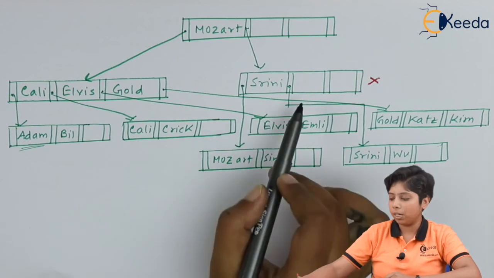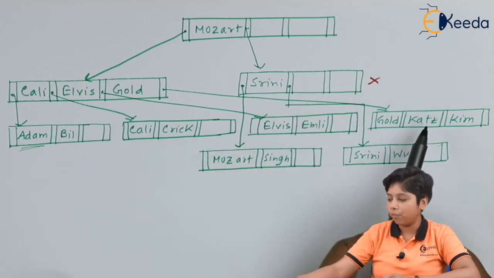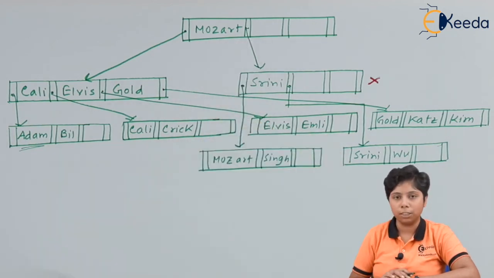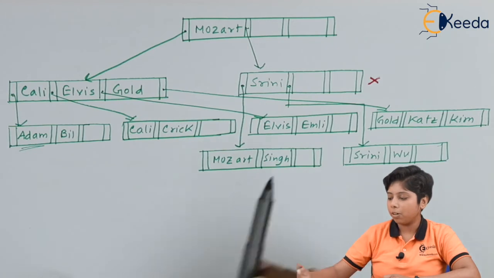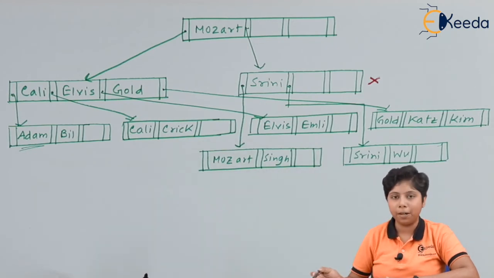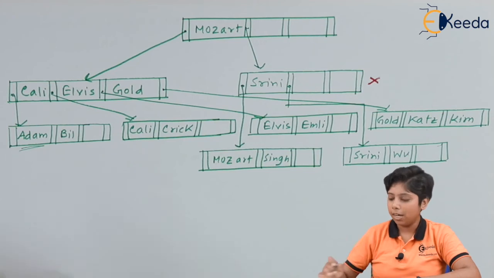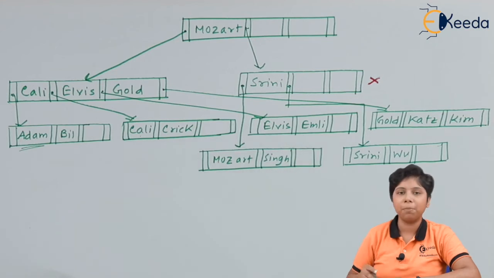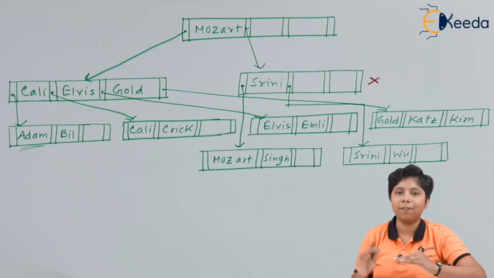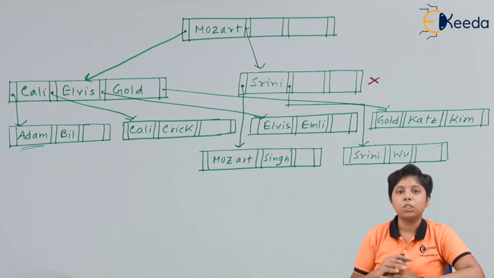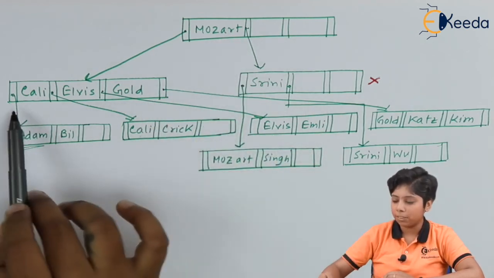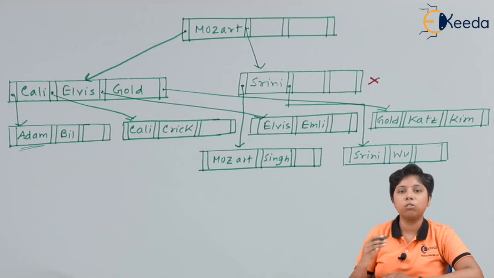So how can we delete Srini from here? If we delete Srini, then we will have Mozart, Singh and Wu left on the right side of this Mozart. But we cannot just have it, because Mozart, Singh and Wu is the right part. Then we will have an imbalanced tree, as there is an internal node of Kelly, Elvis called Adam, Bill, Kelly, Creek and Elvis, Emily as the leaf nodes. So there will be a degree 2 and degree 1 imbalance on the left and right of the B plus tree. So to balance it, we need to move Mozart to the right part so that we can have someone from Kelly, Elvis and Gold to the root node.